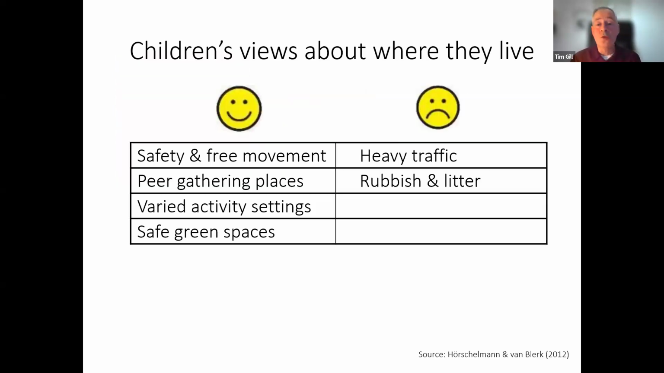Finally, it is true that if we take the time to ask children what they like and what they don't like about where they live, the answers they give map very neatly onto that two-dimensional framework of choice and variety on the one hand, and ability to get around, free movement, everyday freedoms on the other.